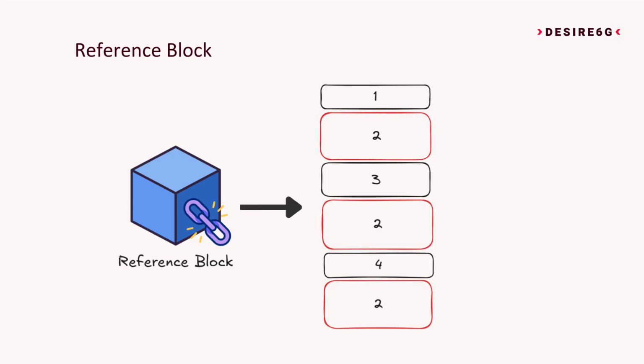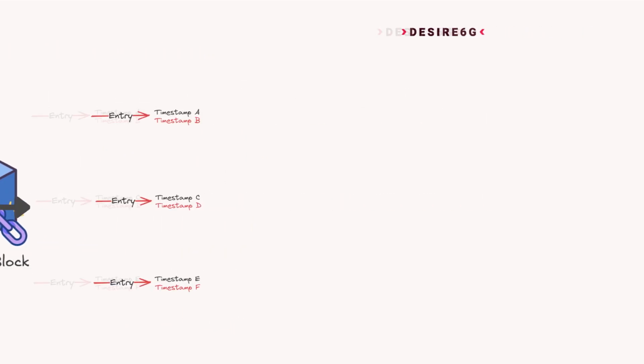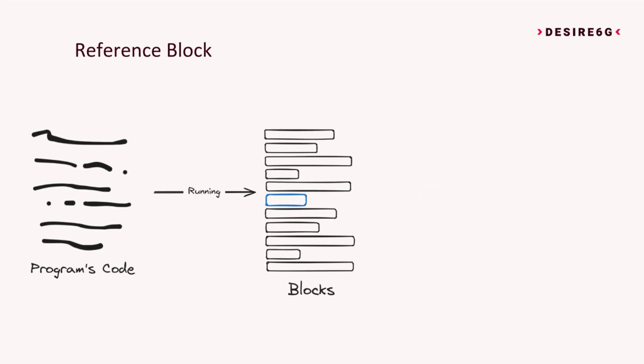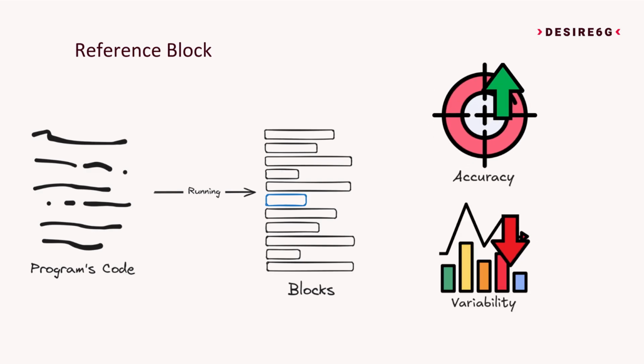Each reference block includes two timestamp instructions along with a fixed set of operations, all placed within the same block. The reference block is then inserted alongside the program's original blocks. This consistency significantly improves measurement accuracy by reducing variability and ensuring reliable results across multiple runs.